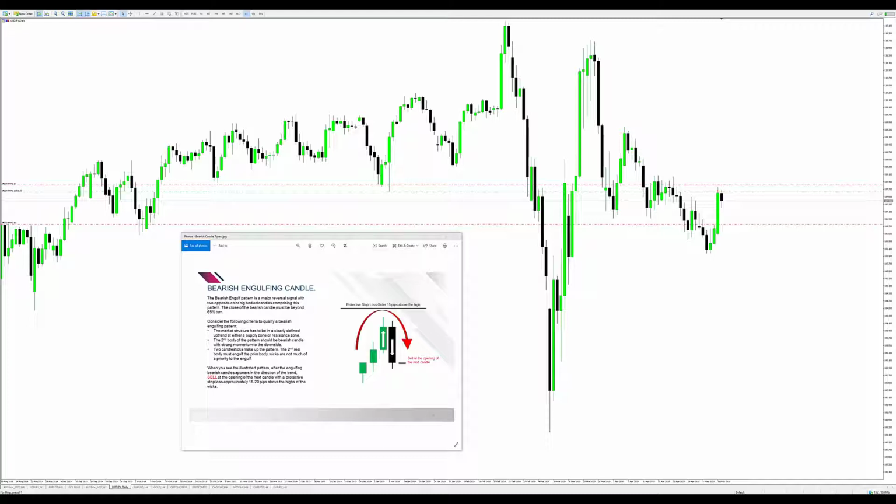So seeing that USD JPY has been heading into a strong area of supply, I was hunting for short trades on lower time frames such as 15 minutes, 30 minutes or 1 hour chart. Thereby, I would have to switch back to my bearish types of candlesticks. In this case, I was hunting for a bearish engulfing pattern. Just to summarize a bit, the bearish engulfing pattern is a major reversal signal with two opposite color big bodied candles comprising this pattern. The close of the bearish candle must be beyond 65%.